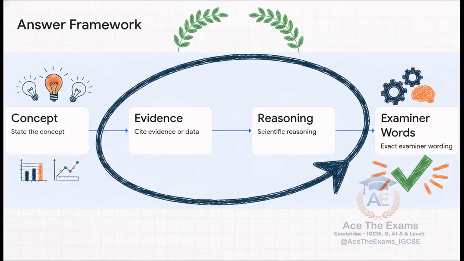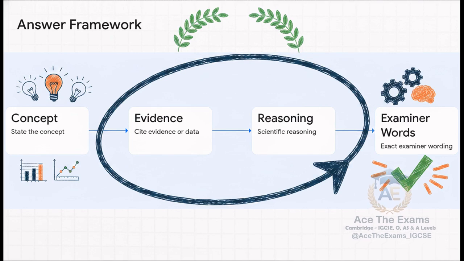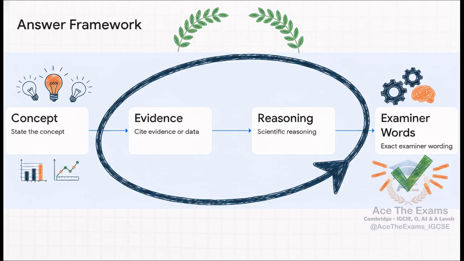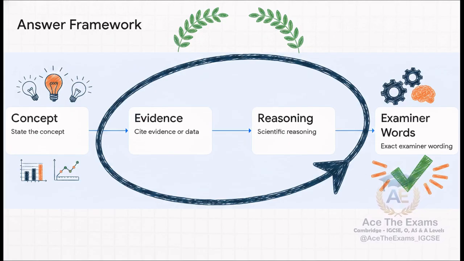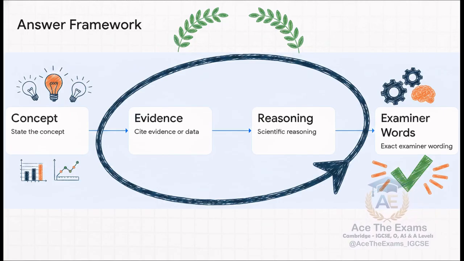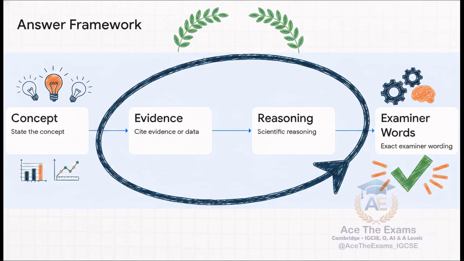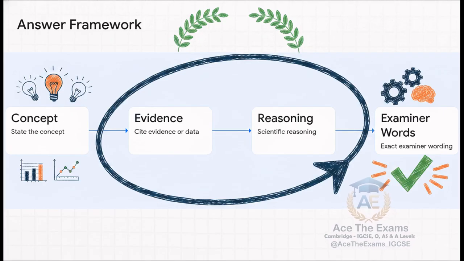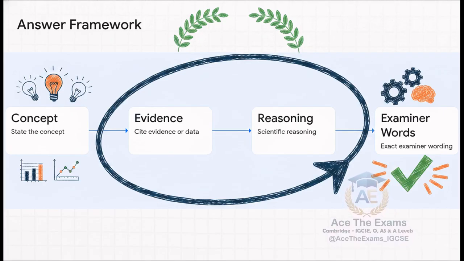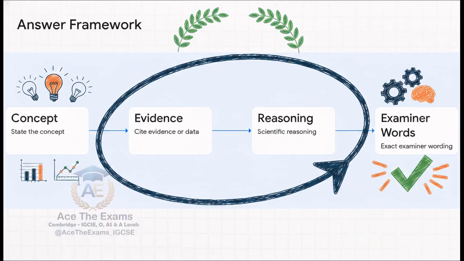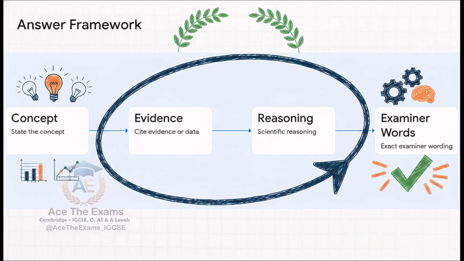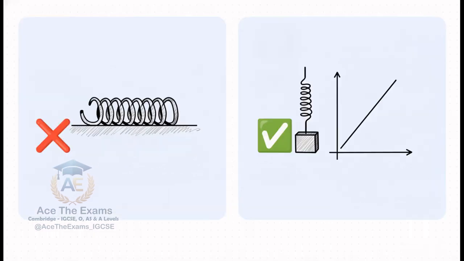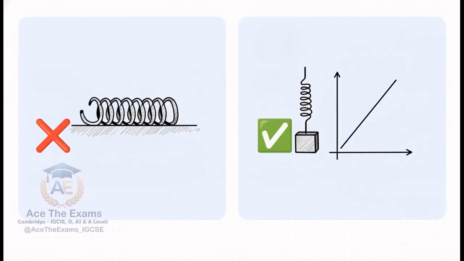To secure those high-mark quick wins, you need a bulletproof, systematic approach. Enter our proprietary 4-step exam framework. Step 1, the concept. Identify the fundamental physics principle at play. Step 2, the evidence or data. Pull the exact numbers straight from the table or graph to back up your claim. Step 3, scientific reasoning. Connect the data to the concept using a formula or physical law. And finally, Step 4, lock it in with exact examiner wording. This structure literally forces you to answer exactly how the grading rubric demands. Zero room for ambiguity. All right, let's apply the first 2 steps of that framework to upgrade our failing answer.